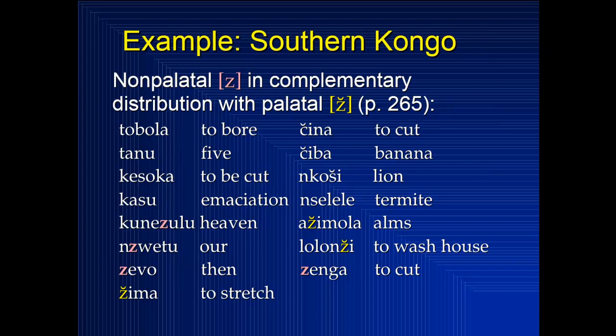Example from southern Congo. We are going to consider two different sounds, the non-palatal z and the palatal j. Especially in words, we have got these ones here where we have got z, and we have got these words where we have got j. Now, we are going to talk about their distribution, that is, the position or the positions where they are going to be found in these words.